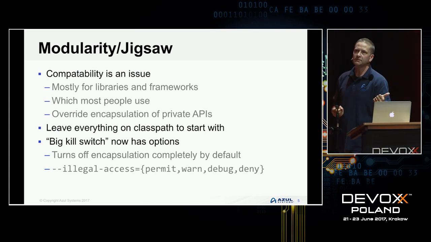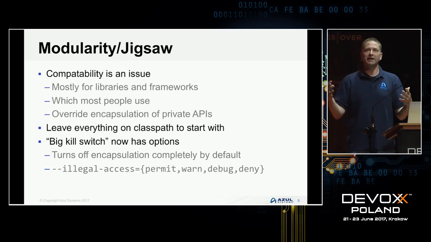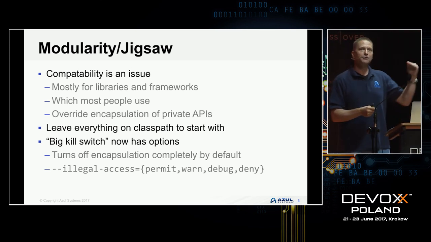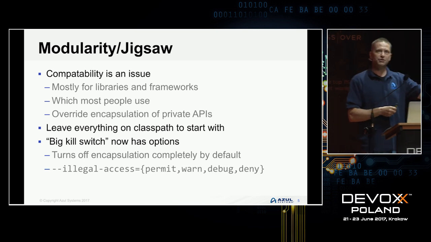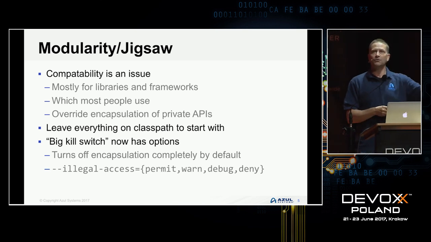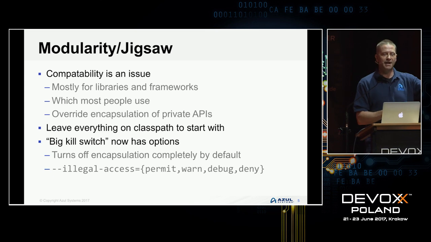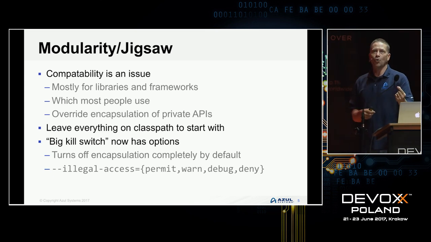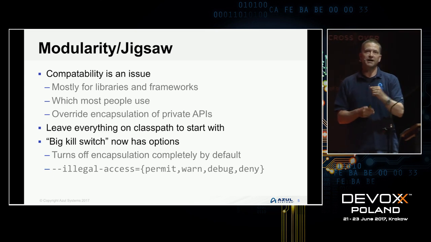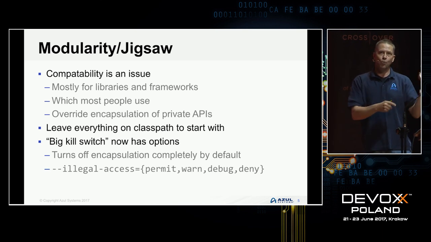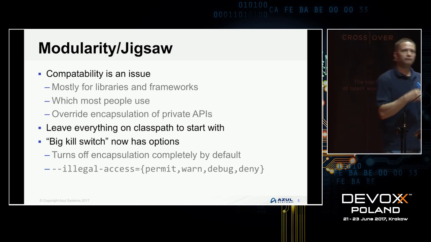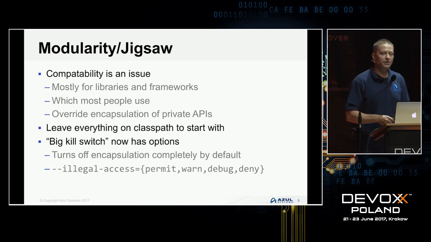There is permit, which will allow you to do illegal access. And every time you do some sort of access which is deemed illegal, whether it's reflection or whether it's accessing an API, you will get a single warning. Subsequent times that you do that, you won't get another warning. So you only get one warning per access to a given API.